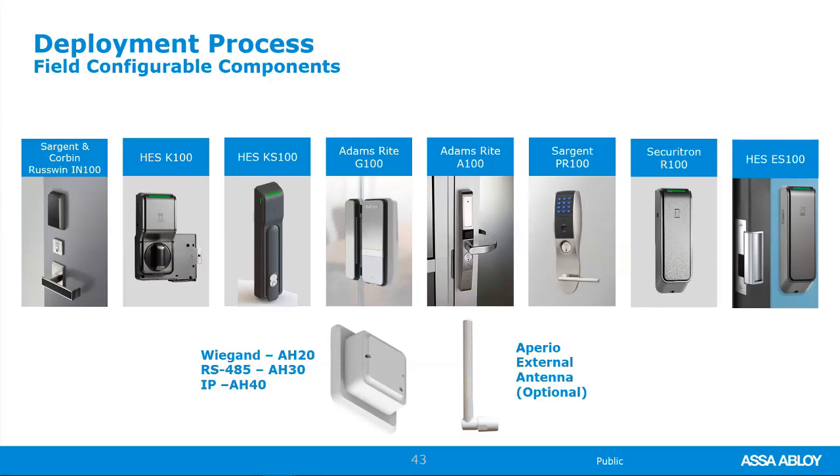Aesthetically, they look the exact same. The only difference is how they're wired on the backside. So we have the AH20, as we call it, which is our Wiegand, our AH30, which is our RS485, and then our AH40, which is our IP hub.